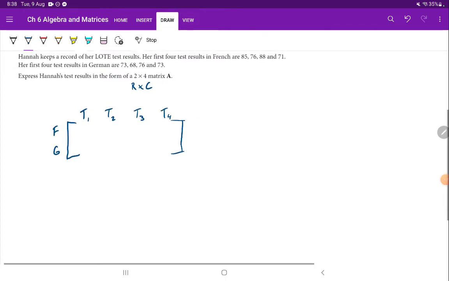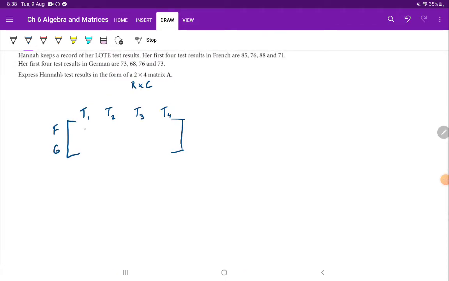Alrighty, so now we can just put the numbers in. So for French, for her first test, she got an 85. For her second test, she got a 76, then an 88, and a 71. And for the second row, you can get a 73, a 68, a 76, and a 73. And that is the matrix filled in.